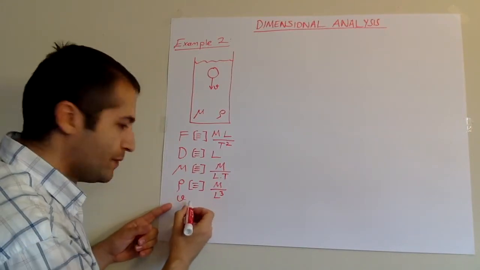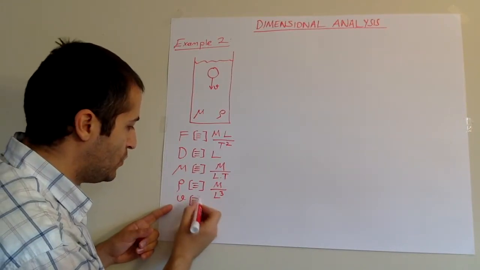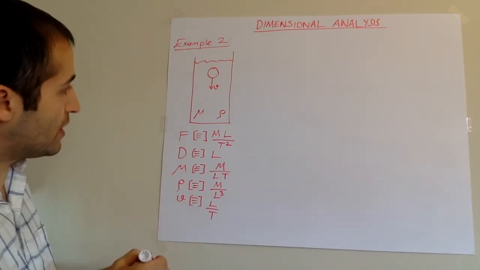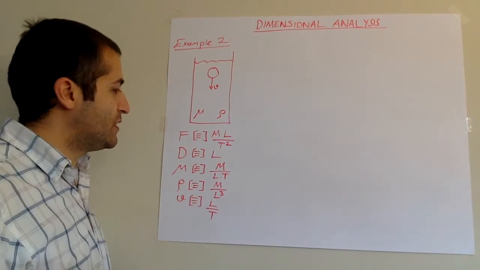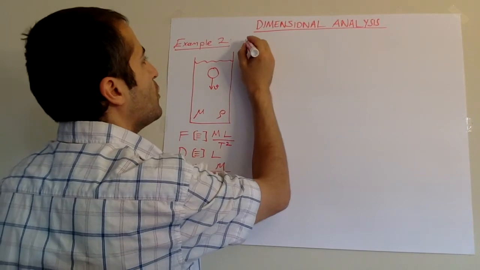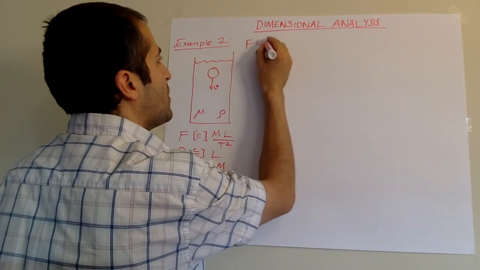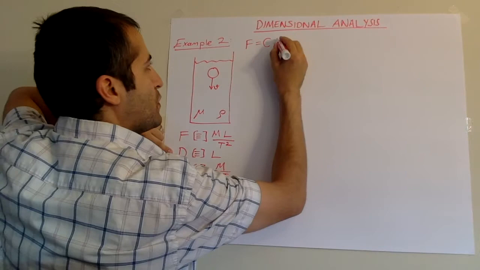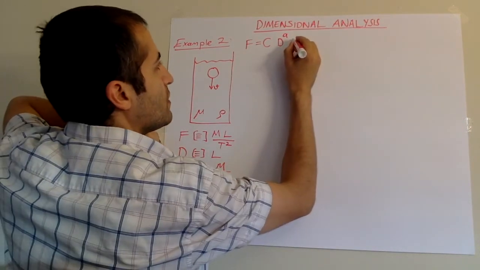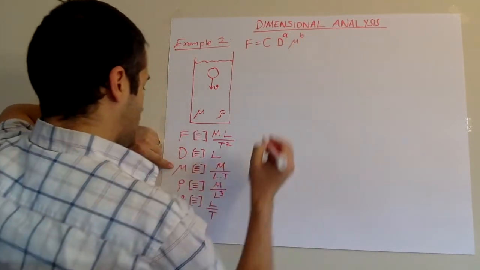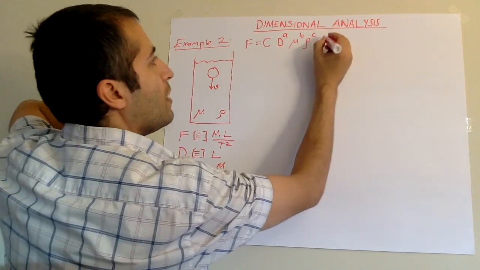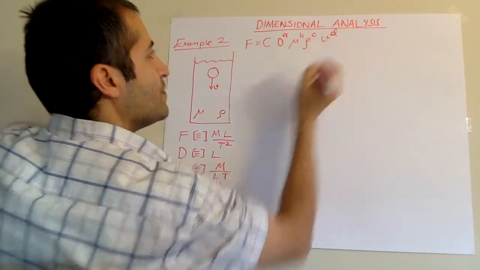For the velocity, the unit is, as you know, length divided by time, because it's meters per second. The next thing that I do is I write down the formula. I predict the following formula. Force is equal to some constant times my first variable, d to the power a. My second variable, viscosity to the power b. Third variable, density to the power c. And velocity to the power d.